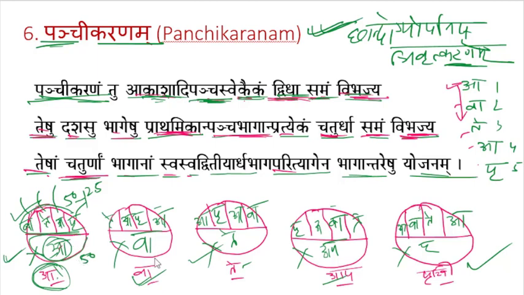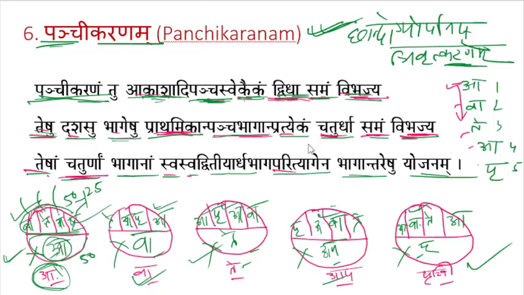Same thing we did with Vayu, Tejas, Apa and Prithvi. So vibhajya, teshu dashashu bhageshu. Now it has become dashabhaga. How? 1, 2, 3, 4, 5, 6, 7, 8, 9 and 10. Dashasu bhageshu prathamikan bhagan, in the first bhaga, means the upper one, prathamikan pancha bhagan, 5 bhagas. First one, second one, 3, 4 and 5.